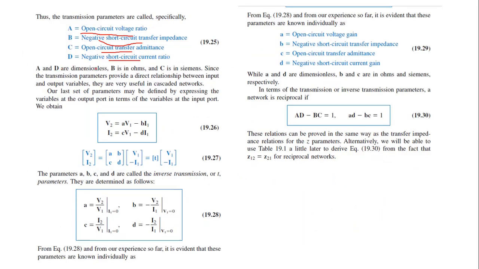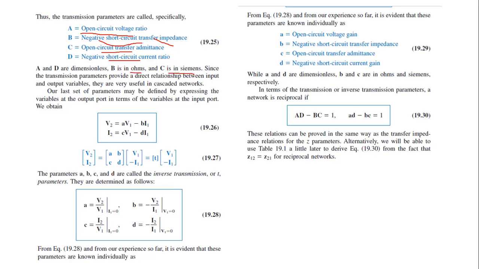So here A and D are dimensionless, and B is in ohms and C is in Siemens. Voltage ratio, current ratio, we know that it doesn't have a unit because both are voltages, so it gets cancelled, it is just numbers. Whereas B and C are, one is impedance, so unit is ohms, another one is admittance, so the unit is Siemens.